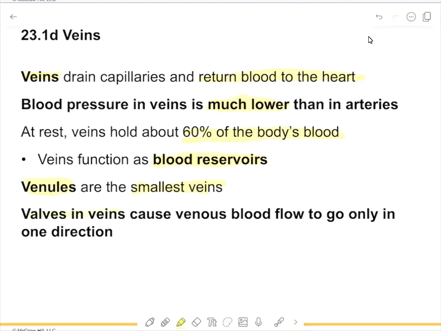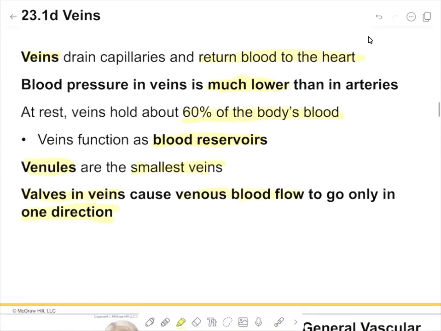Present in most of the veins are valves. And this is important because it ensures that the blood goes in only one direction. So it's for venous blood flow to go only in that one direction.